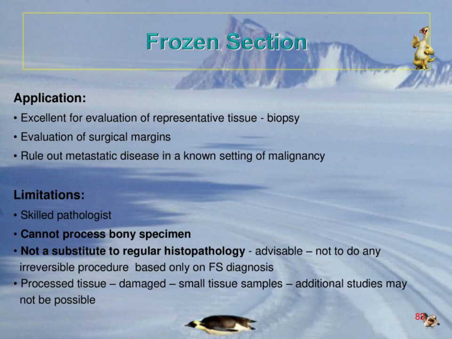Also, you should know that whatever tissue is processed in the frozen section gets damaged, and additional studies on that particular tissue are not possible. So, if you have only sampled a very small fragment of tissue for a primary biopsy, then it is better that you send it all for histopathology rather than send it for frozen section, because then further processing of that sample may be a problem.